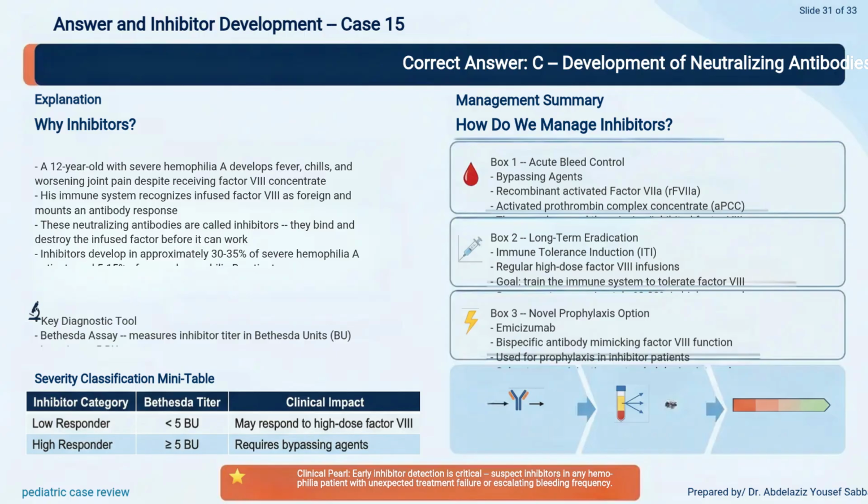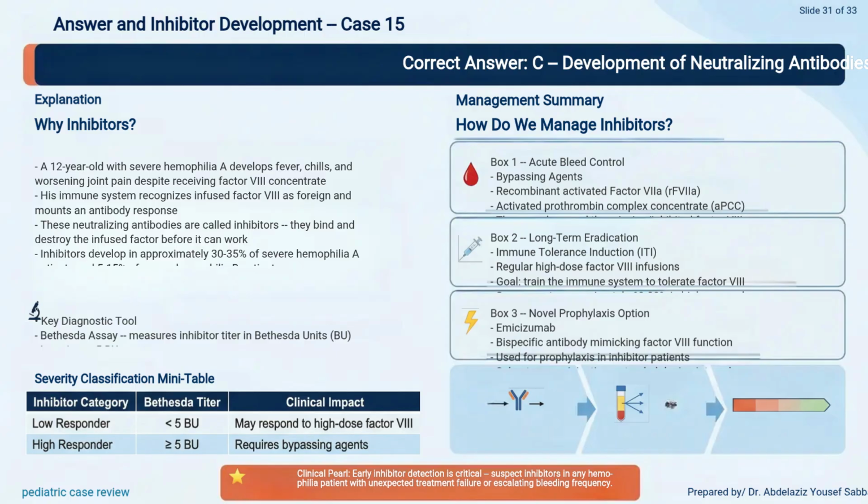Management has 3 approaches. For acute bleed control, bypassing agents are used including recombinant activated factor VIIa and activated prothrombin complex concentrate. For long-term eradication, immune tolerance induction uses regular high-dose factor VIII infusions with a success rate of approximately 60 to 80% in high responders.